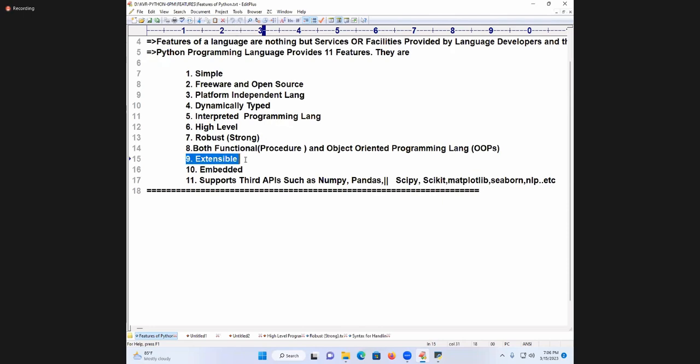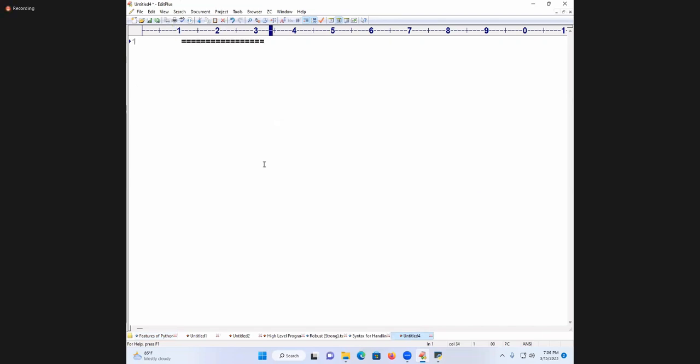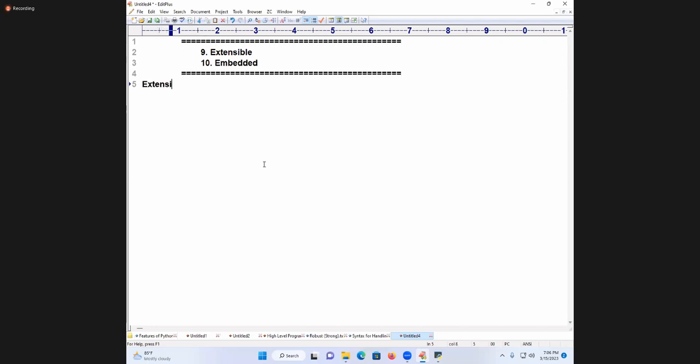Next, I'm going for what? Extensible and embedded. Both of them are interrelated to each other. Let me talk about both of them here. Embedded and extensible. First, I will talk about extensible. What do you mean by extensible?